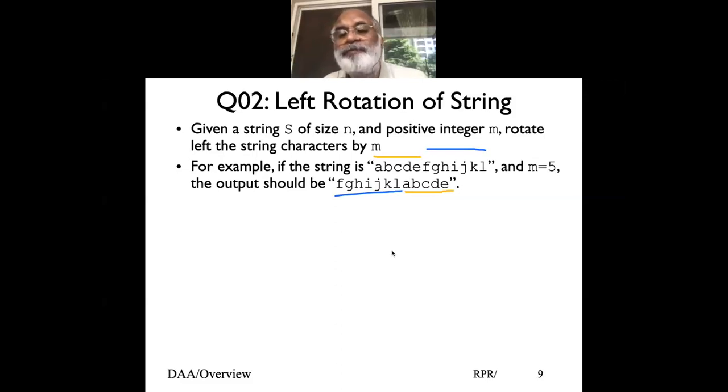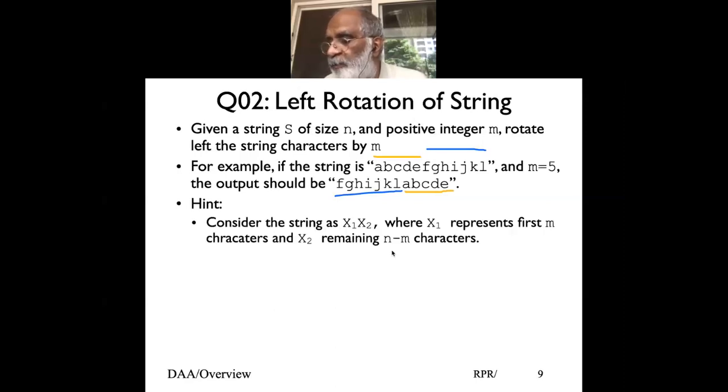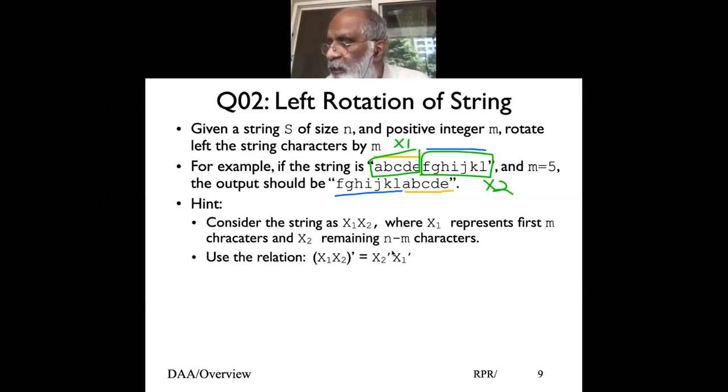And that's what we are saying again. Can we use decrease and conquer and not do it by iteration? So how does decrease and conquer look at this? We basically use a mathematical property. Let's consider a string X equal to x1 and x2. I divide this string into two parts. This is my x1, this is my x2.